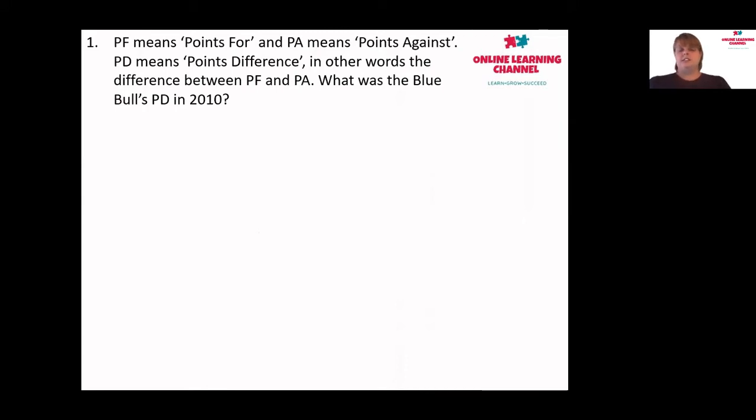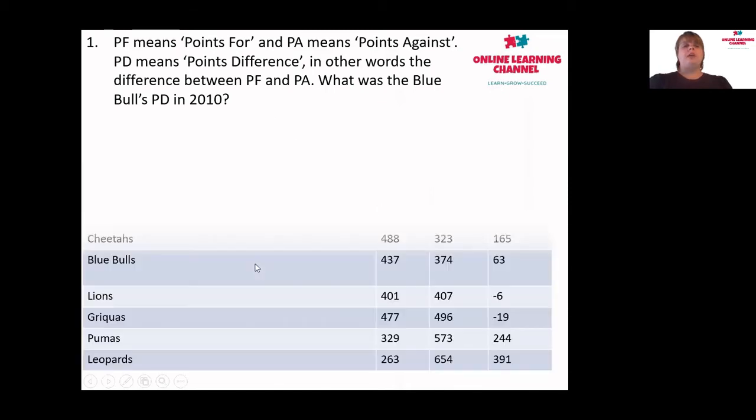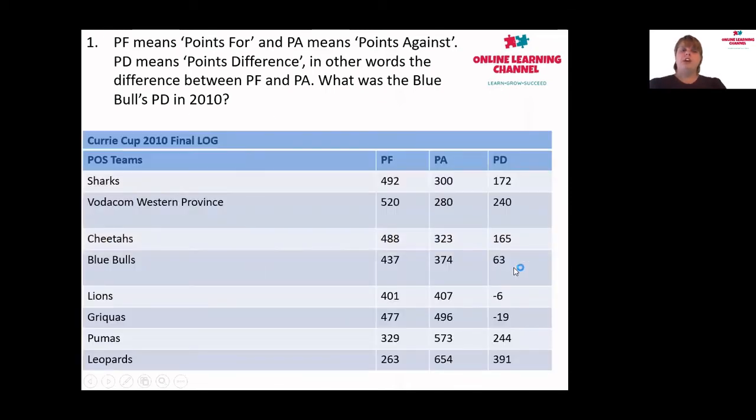There it just says the exact information again. So remember, PF means points for, PA means points against, and PD means points difference. In other words, PF minus PA is going to give you PD. So here's my information that I gave you. Now here we're going to look at the Blue Bulls. They ask you what was the Blue Bulls PD for 2010. Okay. In this case, you don't actually have to calculate something. You just have to read it from your information. So the PD for the Blue Bulls in 2010 was 63.